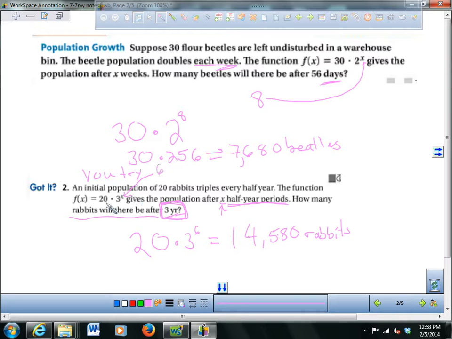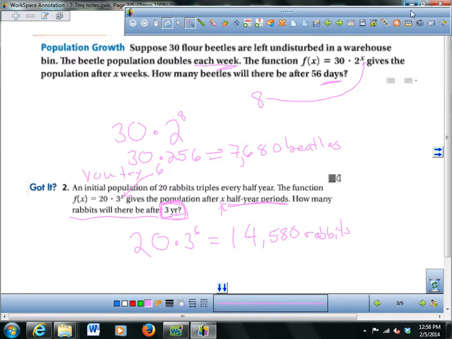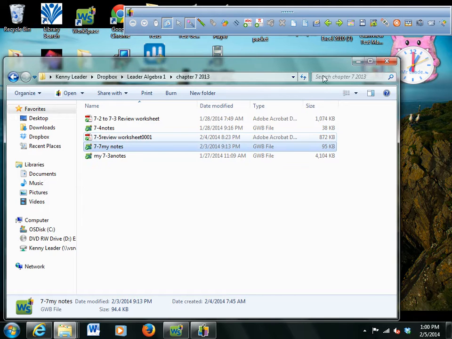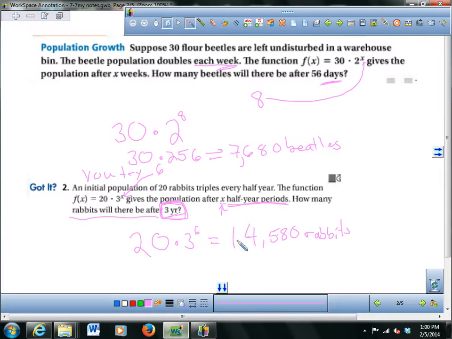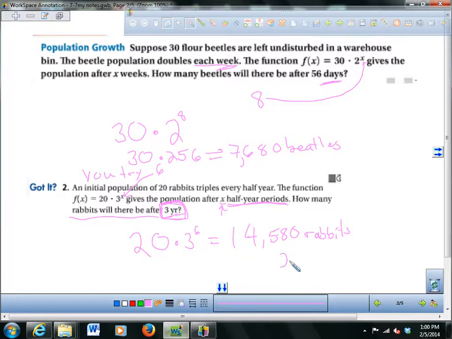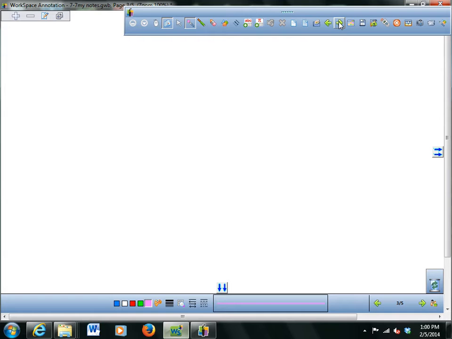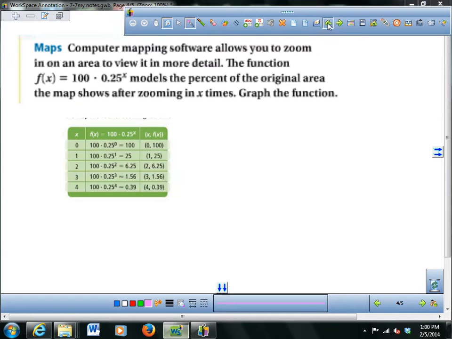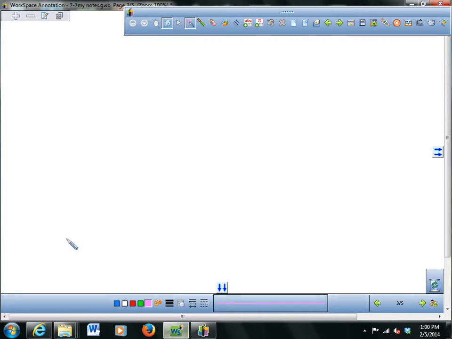All right. And then on your calculator, if you had a calculator, let's just go back. You go 20 times 3, and you should have a little button that looks like that, 3 to the 6th power. Usually that's what it looks like. There is a y to the x key or something like that. 14,580. All right. I want to talk about a couple more things here.